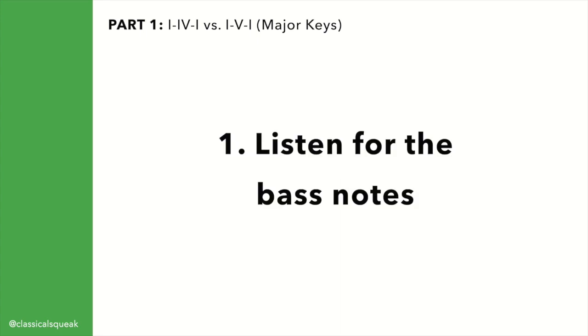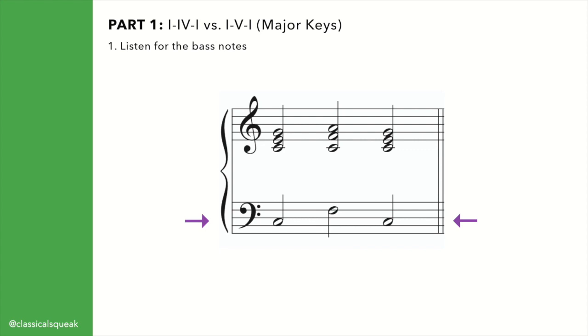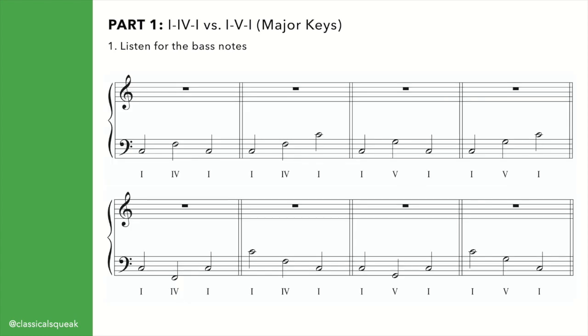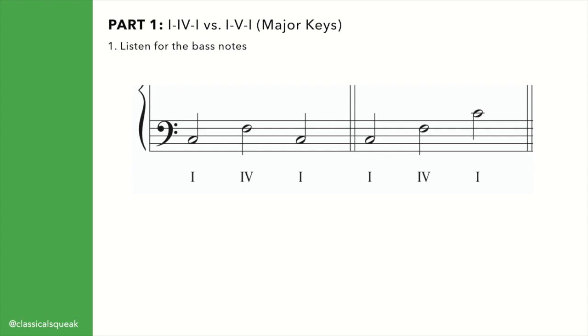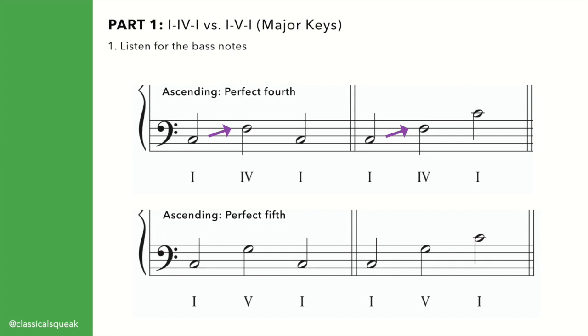1. Listen for the bass notes. If you can hear the bass, which is the lowest note played per chord, you'll already know that the chords are in root position. So all you have to remember is how scale degrees work and the interval connected to each progression. In C major, these are the options. If we are ascending from the tonic chord, 1 going to 4 means you're going up a perfect fourth. One going to 5 means that you're going up a perfect fifth.